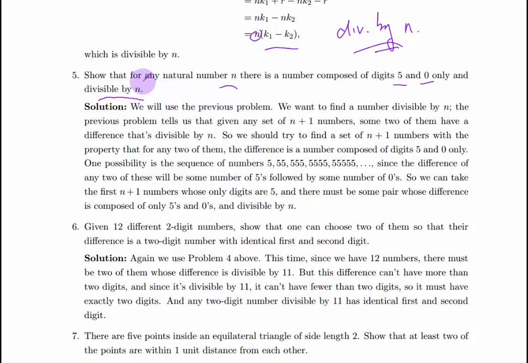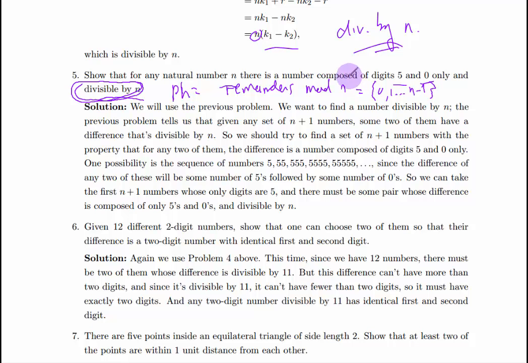Okay, so let's try to analyze this problem. Where are the pigeons? I don't see any pigeons right off, but I do see pigeonholes. He's talking about division by n. Divisible by n. Okay, so that's going to be my pigeonhole. So my pigeonhole is going to be equal to the remainders mod n. So that's going to be 0, 1, up to n minus 1. Okay.